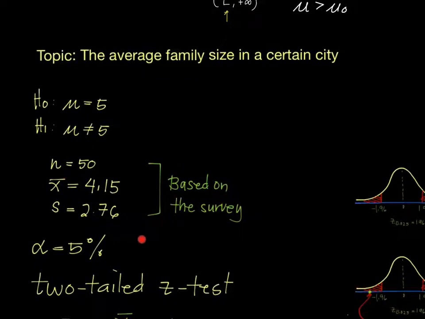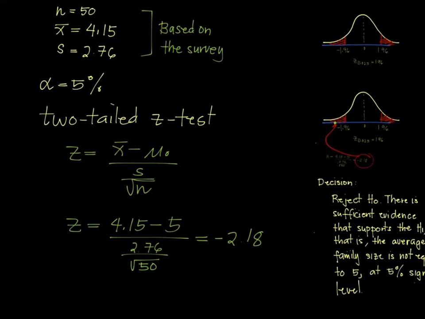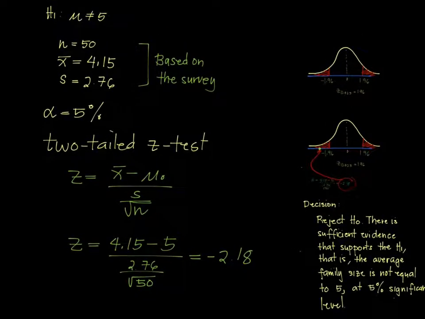Now let's say you have conducted a survey, you have selected 50 respondents randomly, and when you ask them about the size of their family, the average of those values is 4.15 and the standard deviation is 2.76. And then in the study, let's say you decided to use an alpha equal to 5%. So again, we will be using a two-tailed test, which follows the formula z equals x bar minus mu sub 0 over the standard error, s over the square root of n. If we use the values from the survey, this is the number that we will get, negative 2.18.